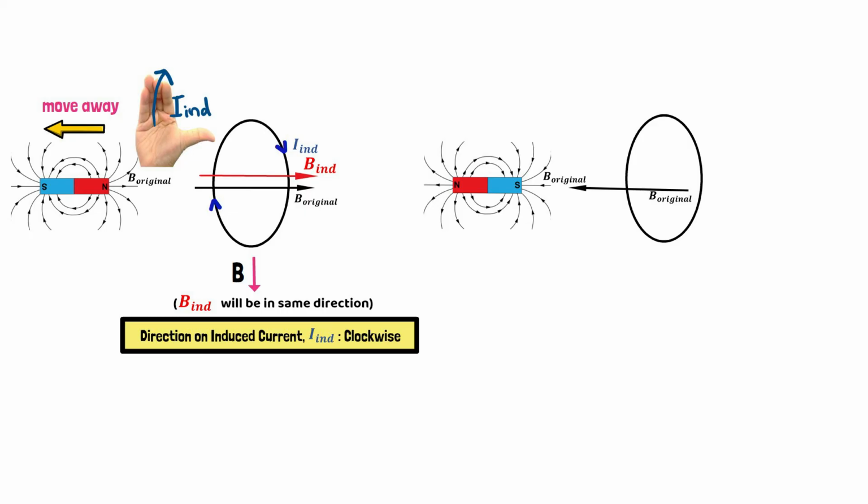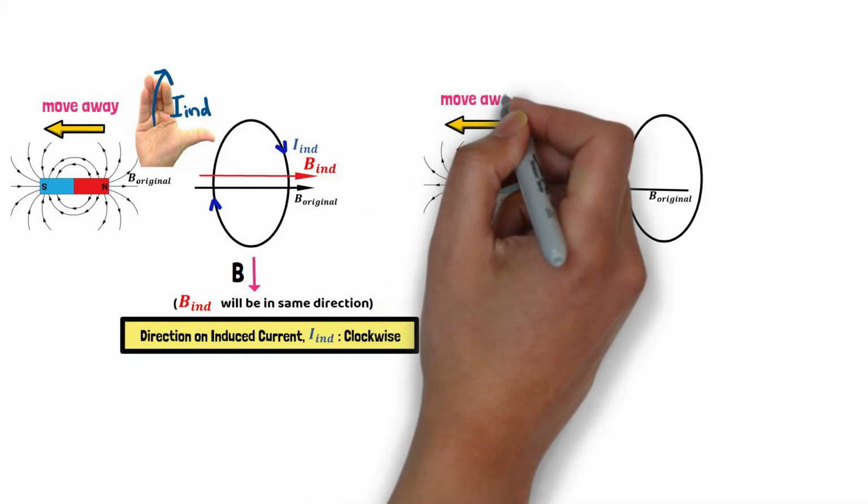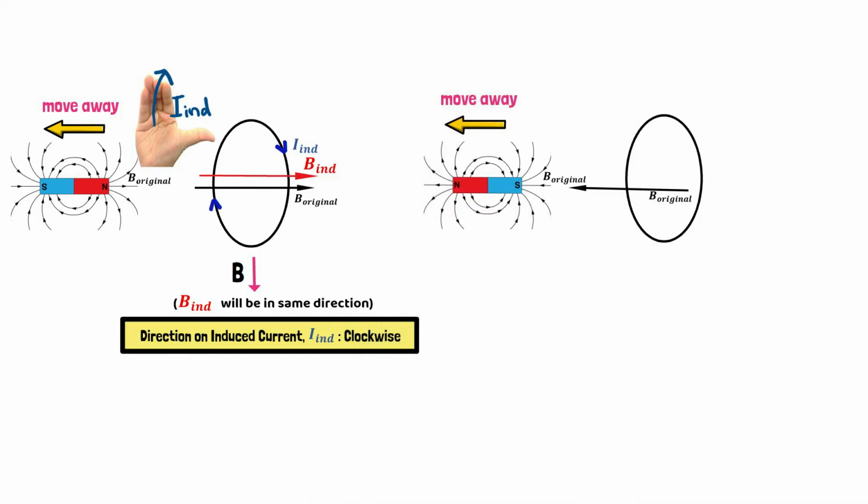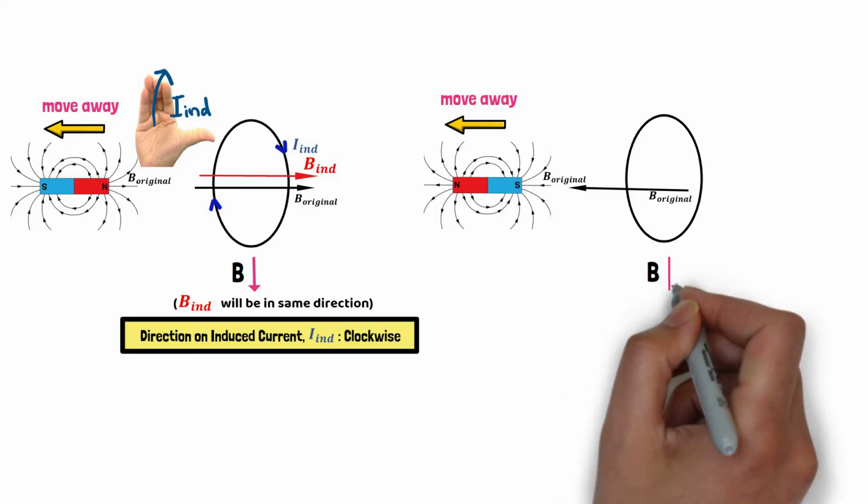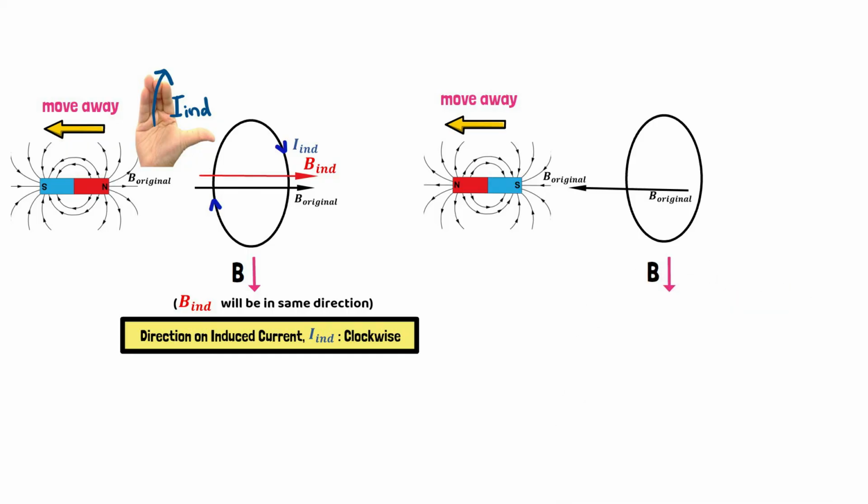So sebab itu kita dapat direction of the original magnetic field is to the left. Okay, so kali ini apa yang berlaku sama juga, magnetic bar ini akan bergerak menjauhi coil tersebut menyebabkan magnetic field around the coil will decrease. So at the same time, the induced magnetic field will produce in order to oppose the change of B. Okay, B tadi decrease kan, so dia nak cuba lawan.